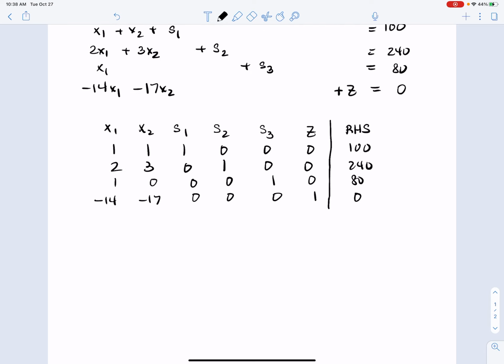Okay, so when we come back, we're going to learn how to read this table as far as what the solution is telling us right now. And then we will see how to get to the optimal solution. So please stay tuned.